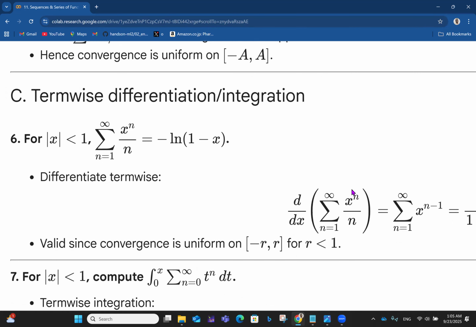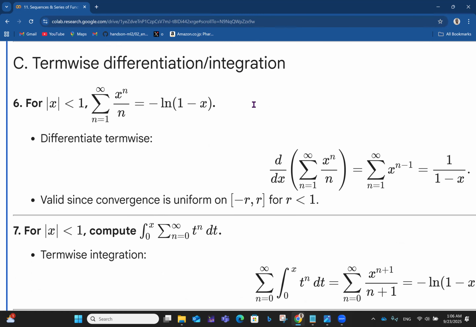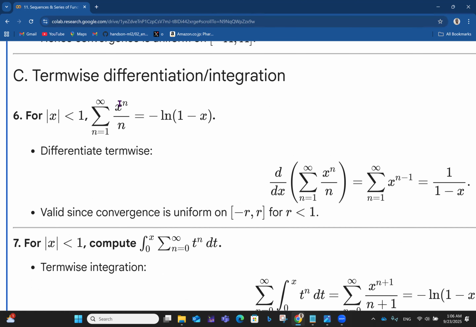Then we have term-wise differentiation and integration. For absolute value of x less than 1, the summation from n equals 1 to infinity of x^n over n equals minus ln of 1 minus x. You can differentiate term-wise, and d/dx of the summation of x^n over n equals the summation from n equals 1 to infinity of x^(n minus 1), which equals 1 over 1 minus x.